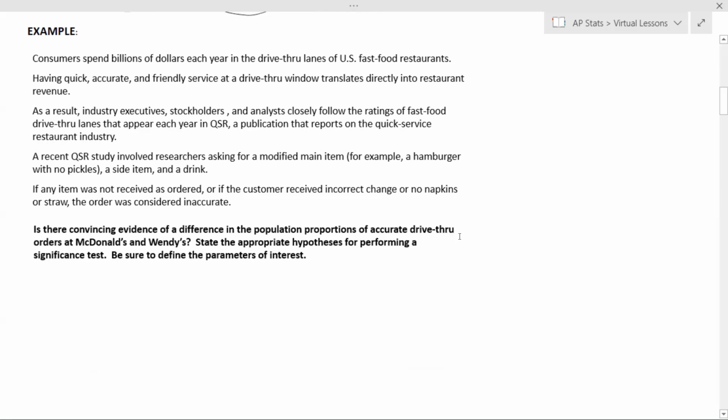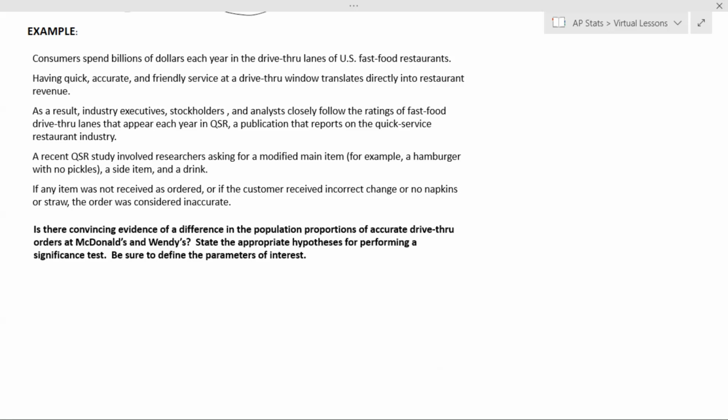Consumers spend billions of dollars each year in the drive-through lanes of U.S. fast food restaurants. Having quick, accurate, and friendly service at a drive-through window translates directly into restaurant revenue. As a result, industry executives, stockholders, and analysts closely follow the ratings of fast food drive-through lanes that appear each year in the QSR, which is a publication that reports on the quick service restaurant industry.